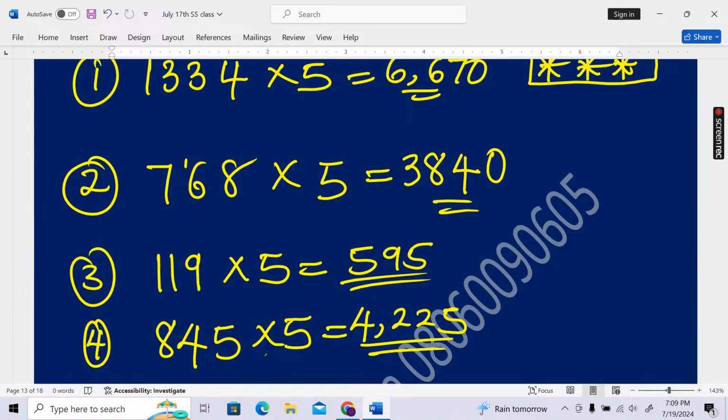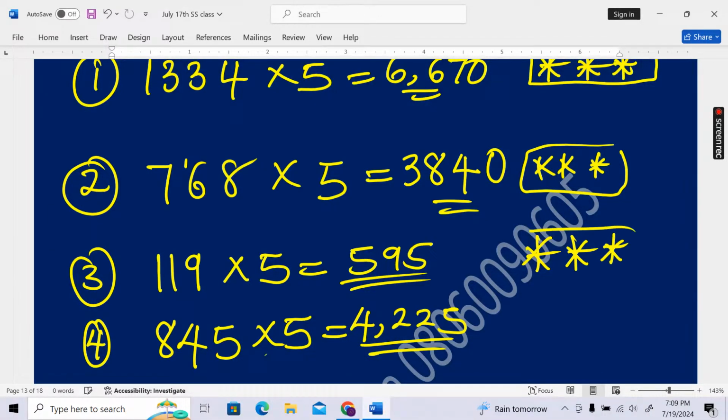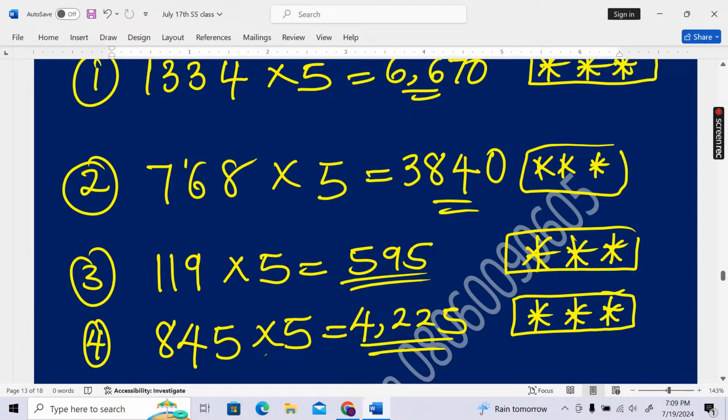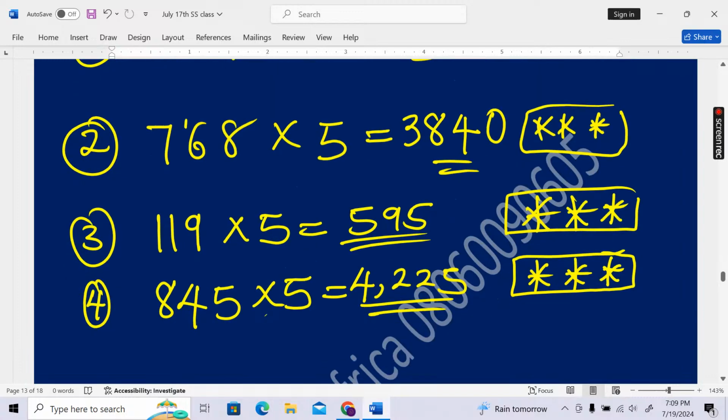So for the first question, you have 3 stars. The second question, you have 3 stars. The third question, also, if you get it right, you have 3 stars. For the fourth question, you also have 3 stars. So I believe most of you should have 12 stars by now.